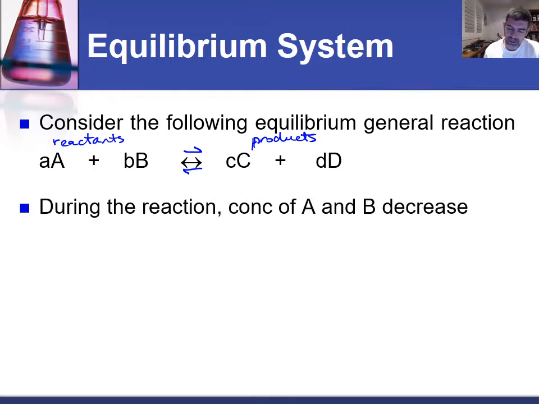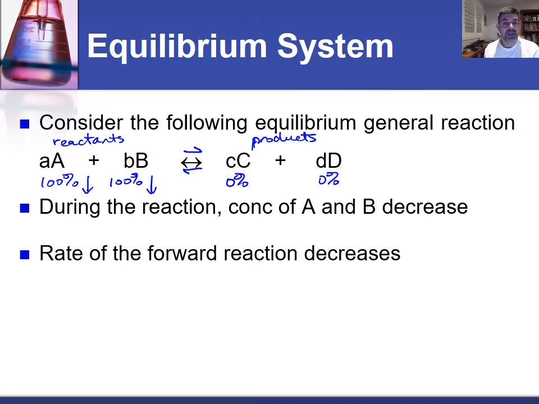If we look at the reaction, then what we can expect is at the beginning, we have, say, 100% of each of our reactants and 0% of each of our products. So we have no products to begin with, and we start with 100%. As the reaction proceeds, the concentration of A and B both decrease. At the same time, the rate of the forward reaction decreases, and we can explain this using the particle model, because the particle model says that little particles will bang into each other, and the more often they do that, the more likely they are to react, and the more energy they have when they run into each other, the more likely they are to react.